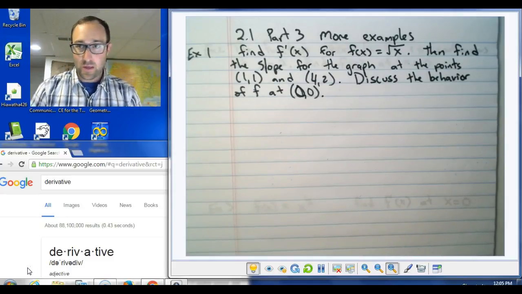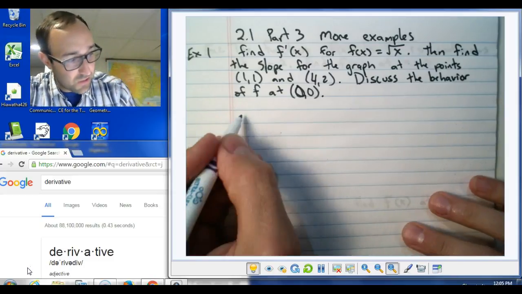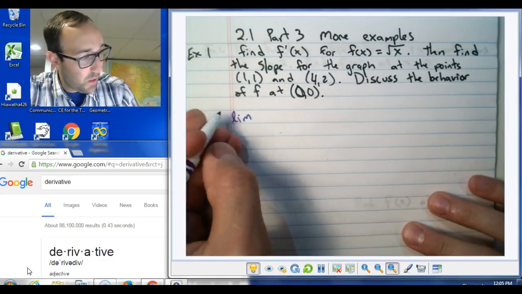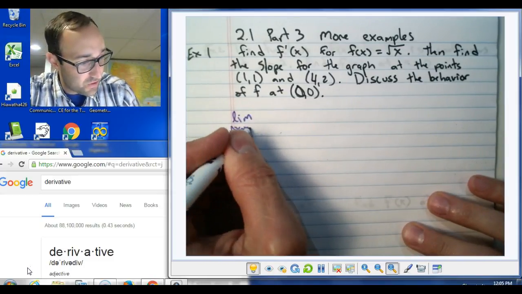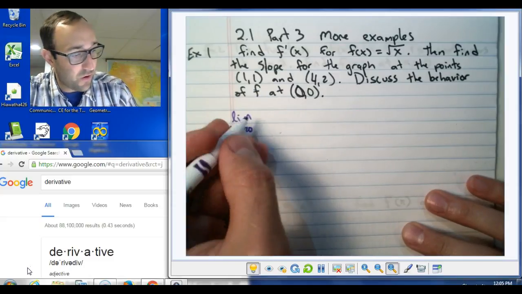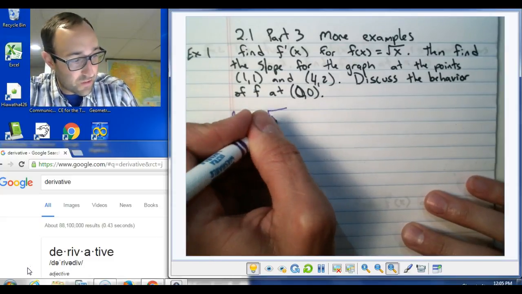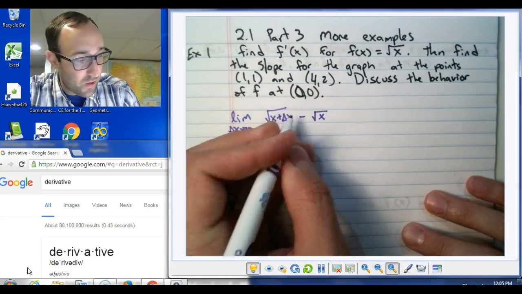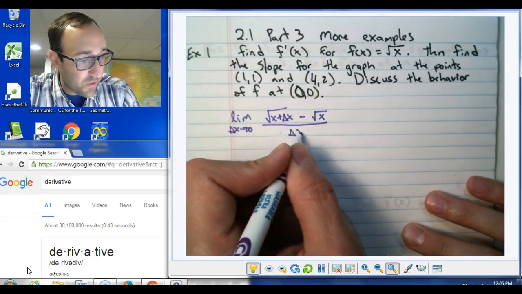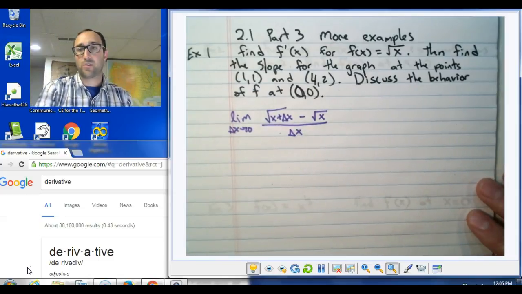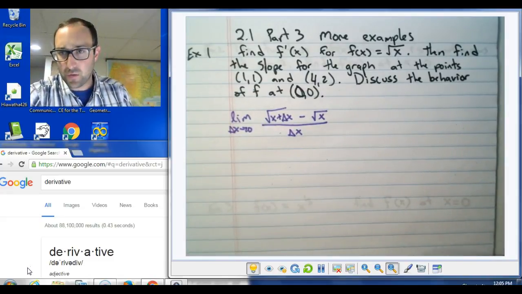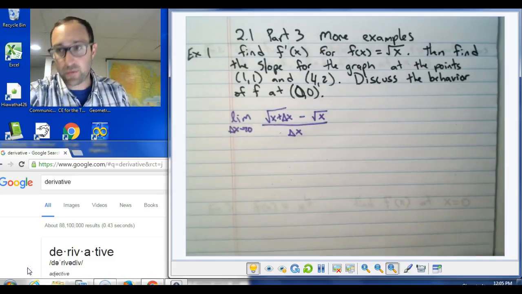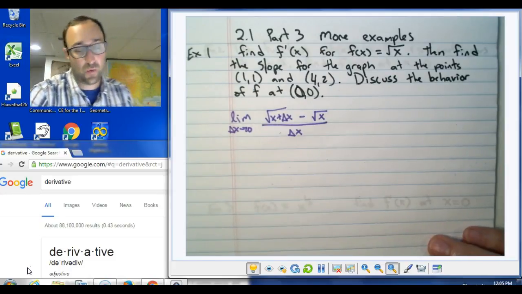Alright, so what we're going to do is we're going to plug this in. We're going to say the limit as delta x approaches 0. And this time I'm just going to plug it right into the square root of x plus delta x minus the square root of x all over delta x. Right? So I skipped writing the function part first. Not really a big deal either way. If you're comfortable writing it this way, you can. If you want to write it the other way first, you can do that as well.